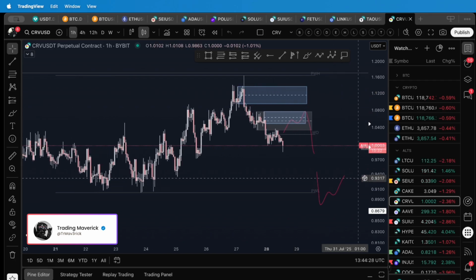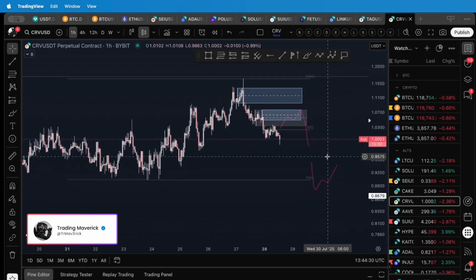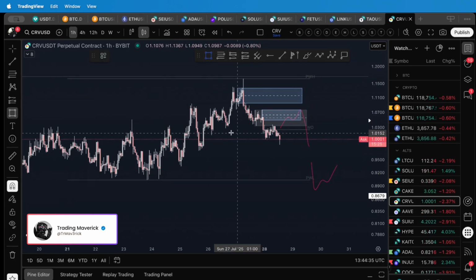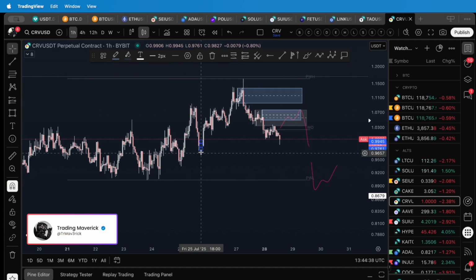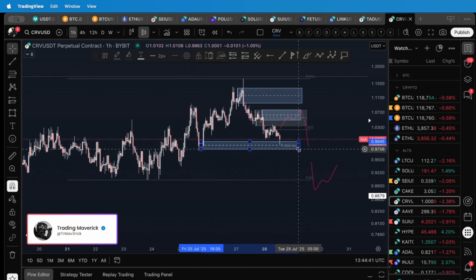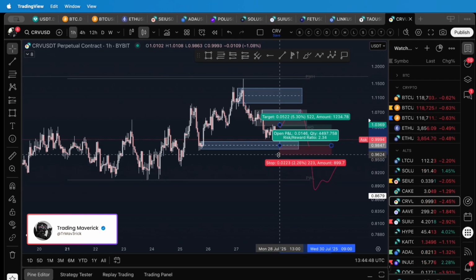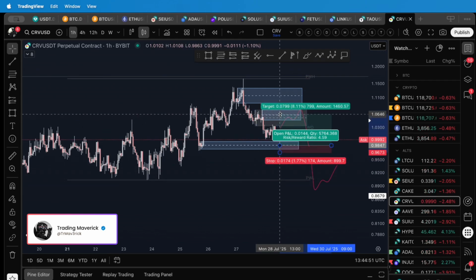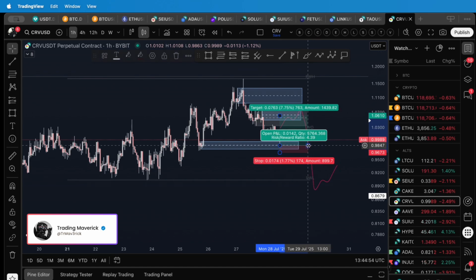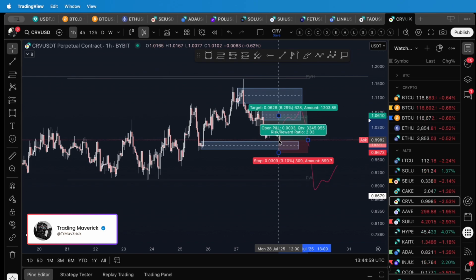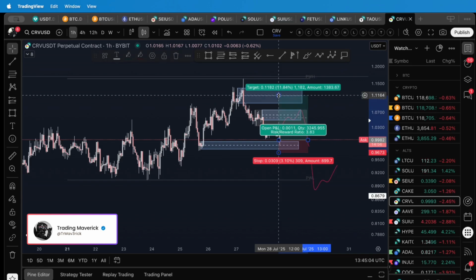I was also looking at CRV for new shorts. Actually, the 1 hour OB just got hit, and that could be a long option, something like this. Super tight stop loss and maybe target here. That's already 4R on a trade. Let's say you market buy, still 2R. Maybe we actually push a little bit higher.